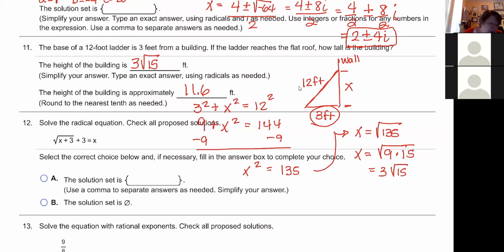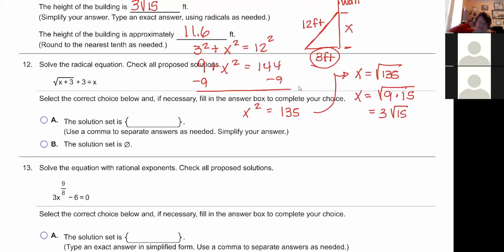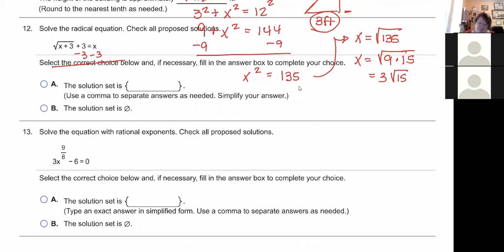Okay, the next problem is a radical equation. And this is actually the example we did in the class. I don't know how that happened. But to solve a radical equation, you need to isolate the radical and then square both sides. So you need to subtract 3 from both sides. Let's write this down here. This is exactly the same problem we did as an example in class. Who knew? Then you square both sides.